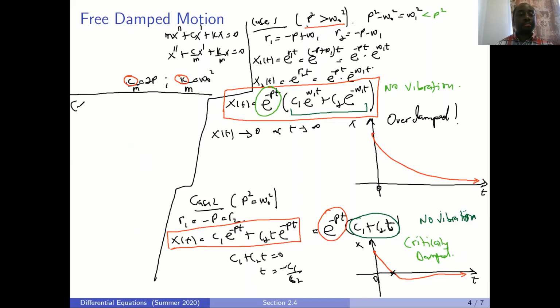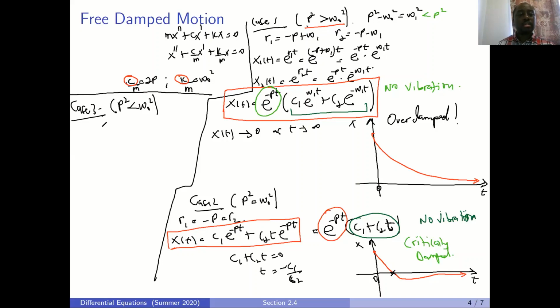So case 3, let's consider the case where now you have more, so the spring is much stronger. So let's say P squared is less than W0 squared, right? So here my spring is much stronger than the damping resistance. Okay, so we can expect that the spring will overwhelm whatever damping is present in the dashpot.